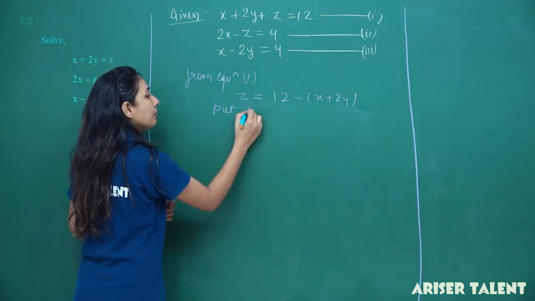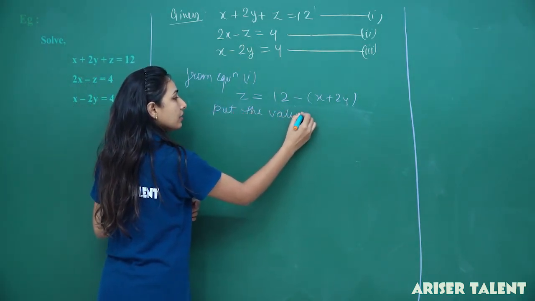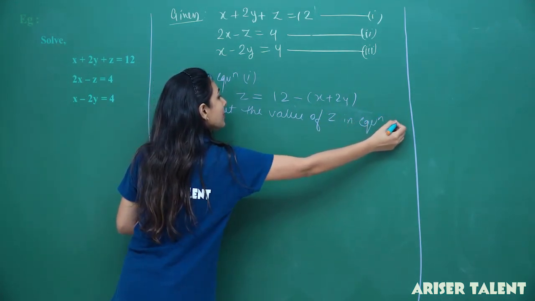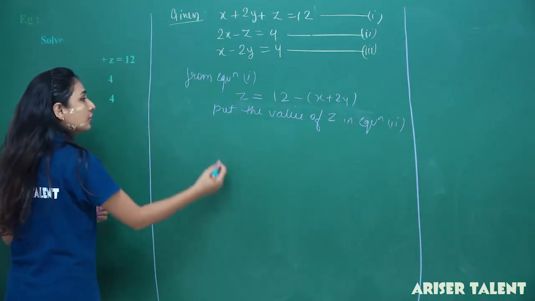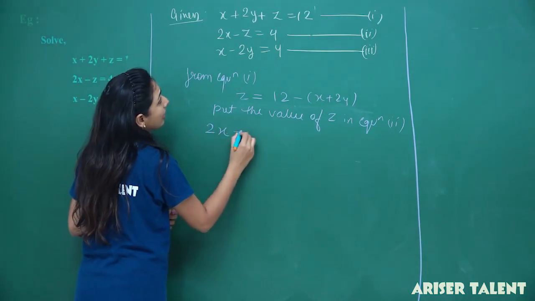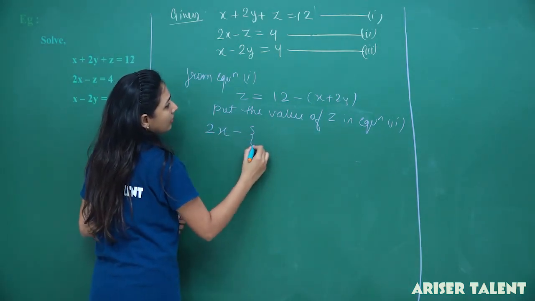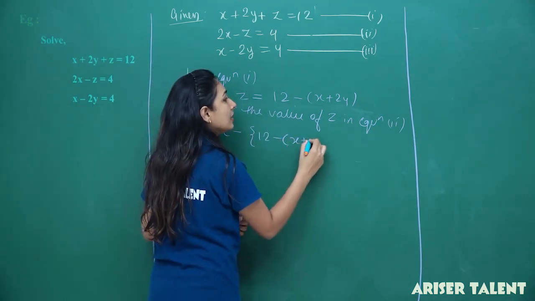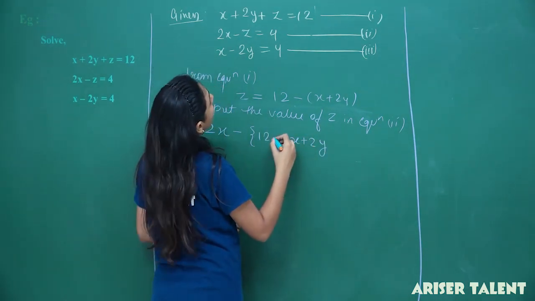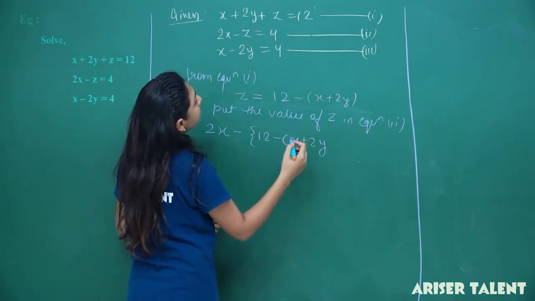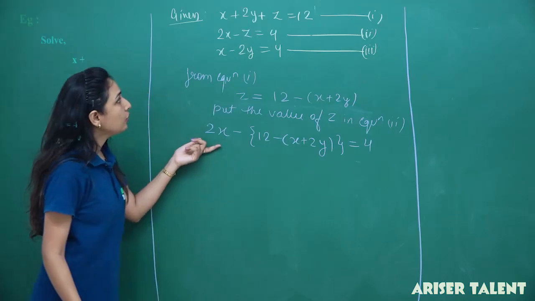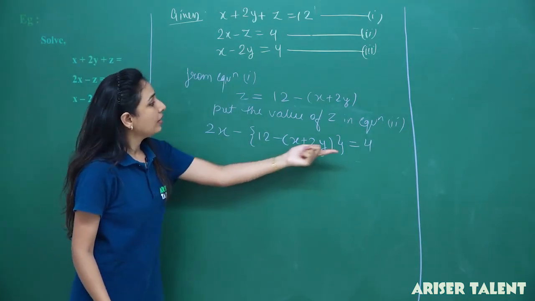Put the value of z in equation second. Okay, so I'll do the complete value with this, my favorite curly bracket. Okay, 2x minus z equals 4.